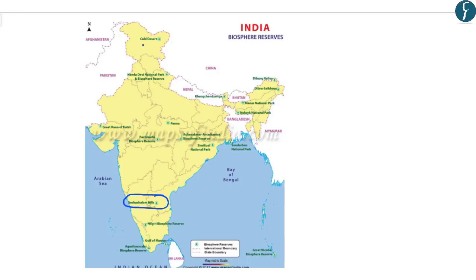For example, Cold Desert in Jammu and Kashmir, Kanchenjunga, which has been recently added into the Man and Biosphere program. Then there are Dibang Valley, Dibru Saikhowa, etc. So you should learn the location of all these important biosphere reserves of India. And all these will be provided in the description in the PDF today. With this, let's move to the next article.